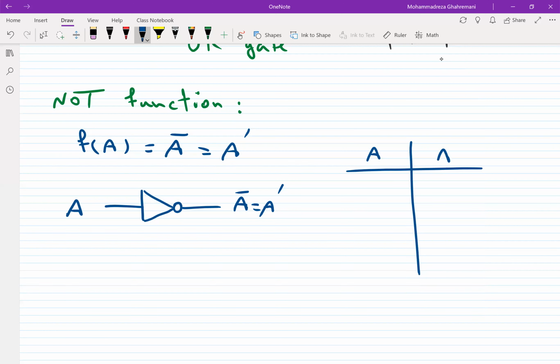The truth table for NOT function is A and A bar. If the input is 0, the output is 1. If the input is 1, the output is 0.